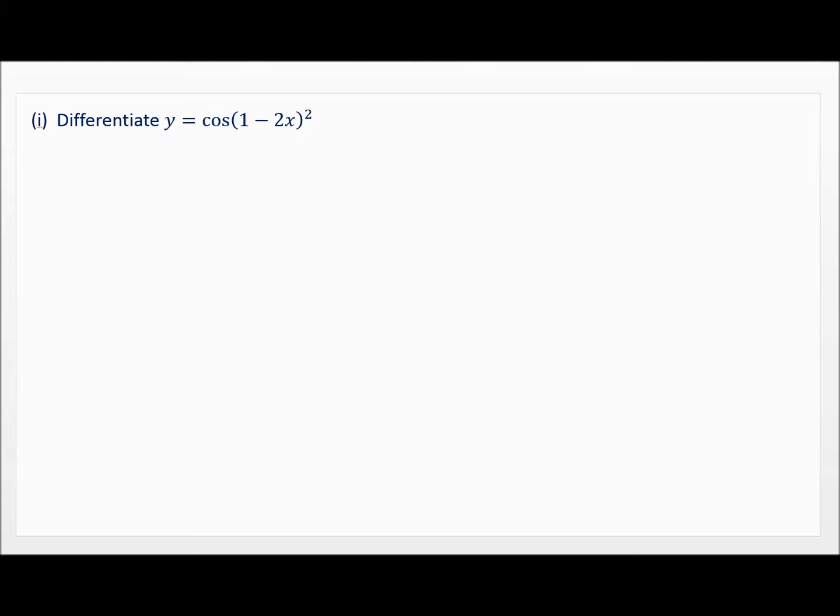Now the square. We know cosine is not squared. Why? Because this is what it would look like if the cosine was squared. It would be cosine squared of 1 minus 2x. That is not what we have going on here. Okay? What's squared is the 1 minus 2x that's inside the cosine. You could think about it like that, which means the inside function is the 1 minus 2x all squared, and the outside function is cosine.